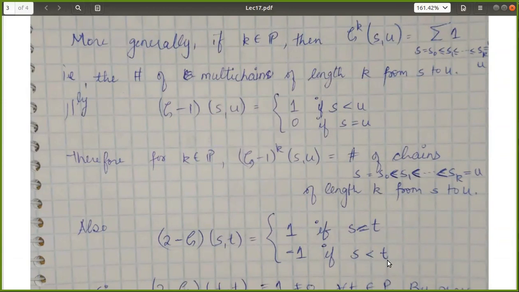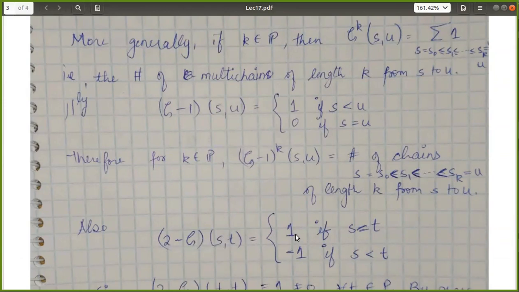Right? Now, if S is equal to T, then zeta of ST is 1, and 2 times identity applied on ST is 2. So you'll have 2 minus 1, which is written here.